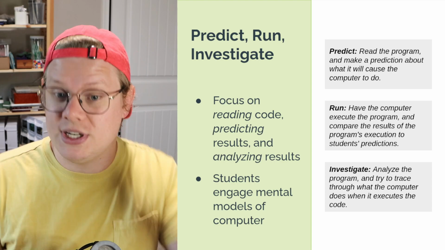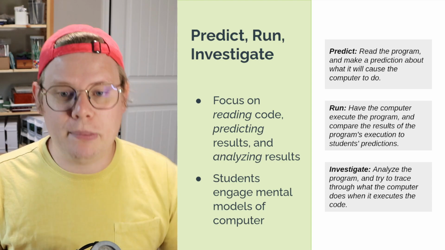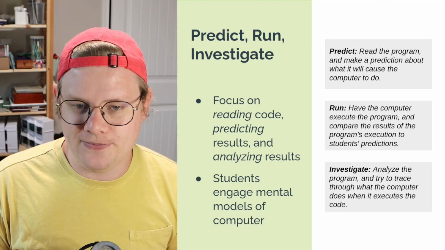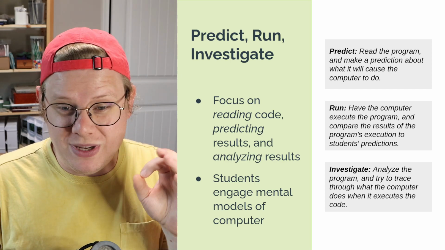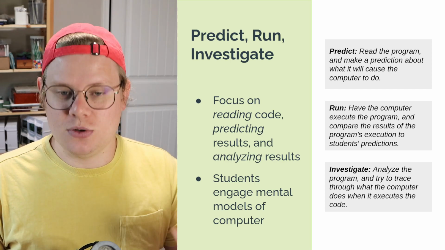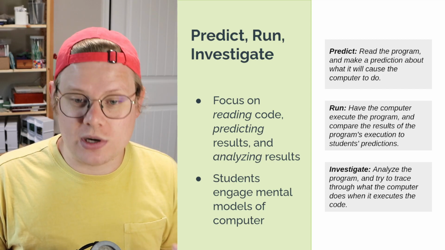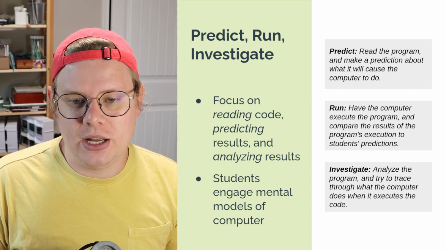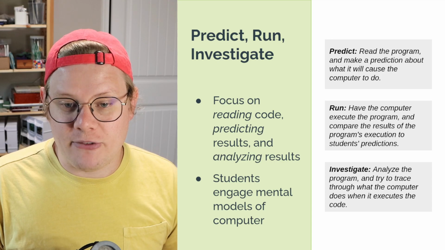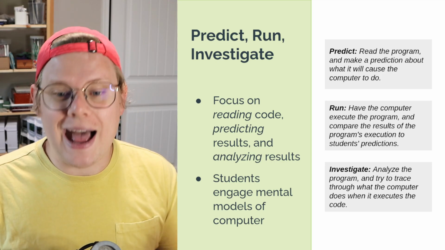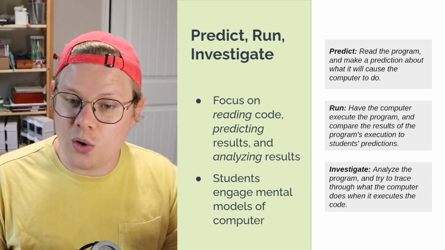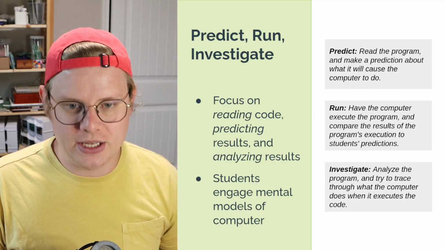First, students predict. They'll read a program and make a prediction about what it will cause the computer to do. It's not important for students to be exactly correct, but to clearly describe their expectations in order to compare them with results in the next step. Students' predictions in this stage are indicative of mental models or notional machines they have regarding the syntax, the code, and the way the computer interprets the program.